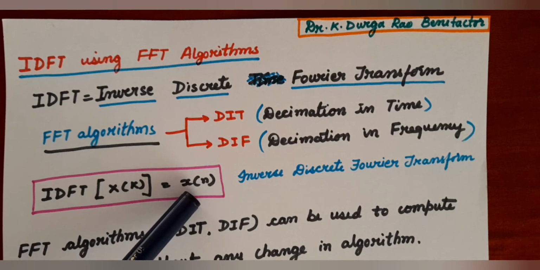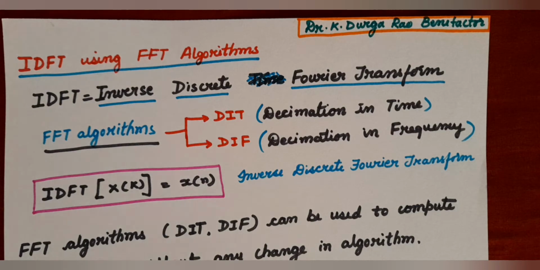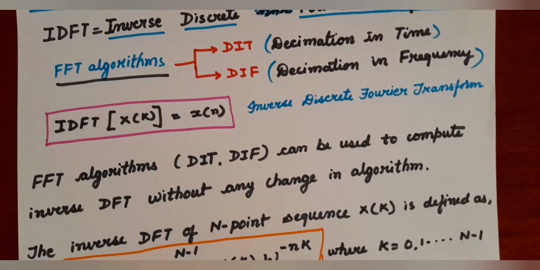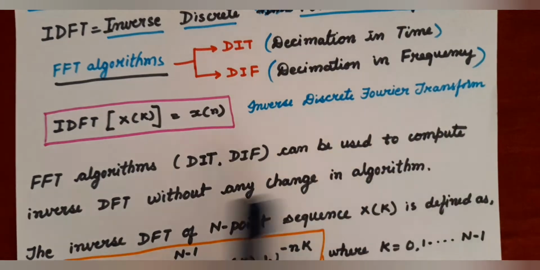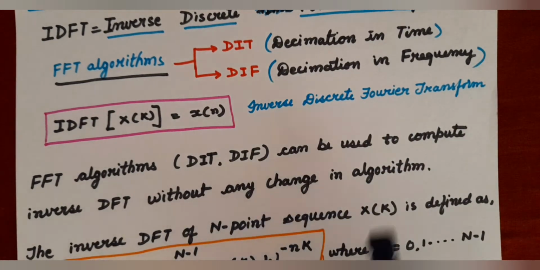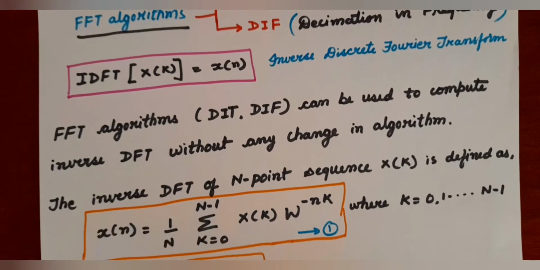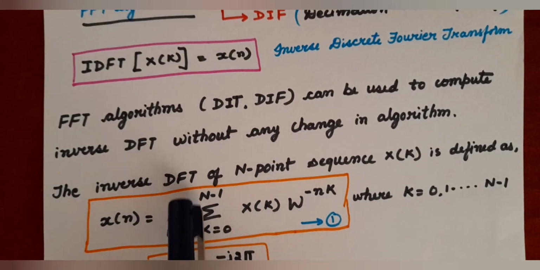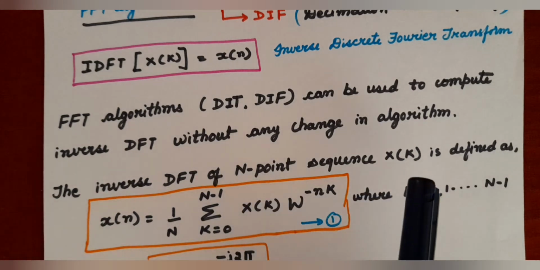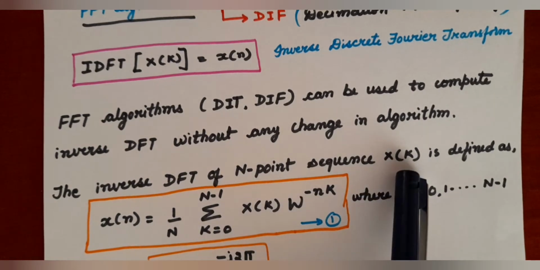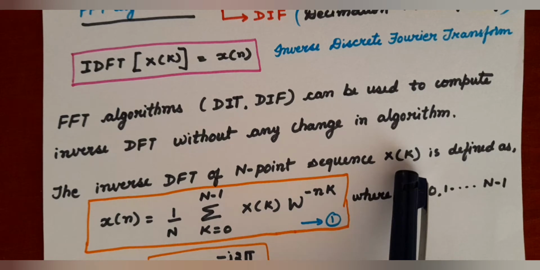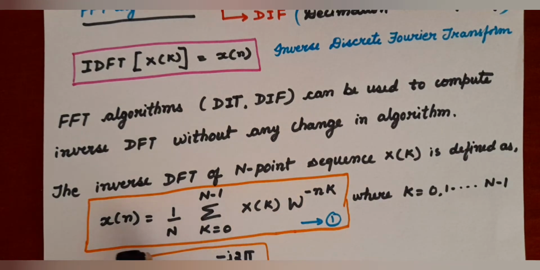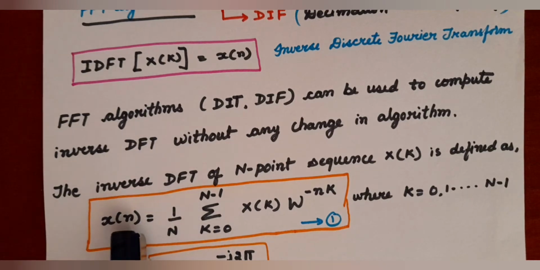We have to derive what is x of n. So, FFT algorithms DIT and DIF can be used to compute inverse DFT without any change in the algorithms. So, how is it done? We have to know the formula. The inverse DFT of an N point sequence denoted by capital X of k is defined as what you are going to get by inverse DFT, small x of n.